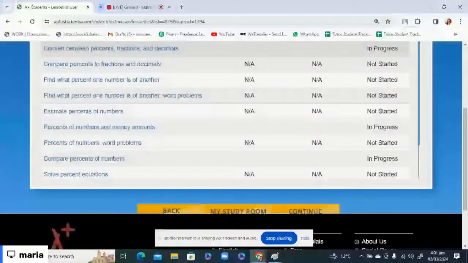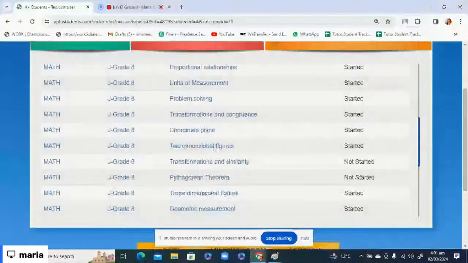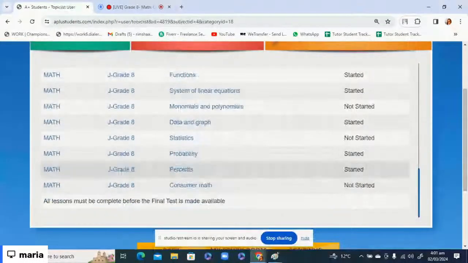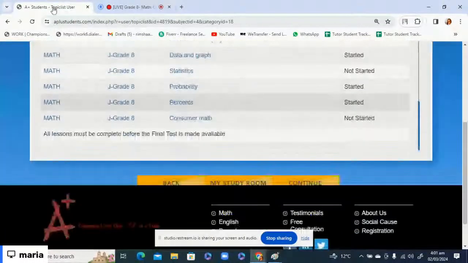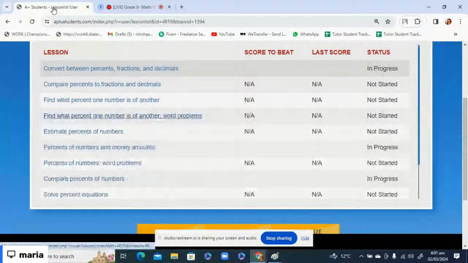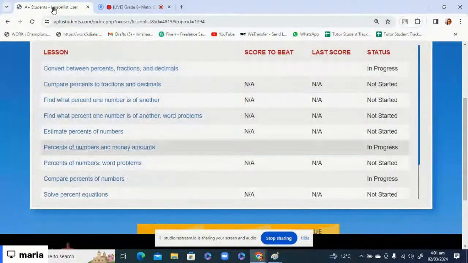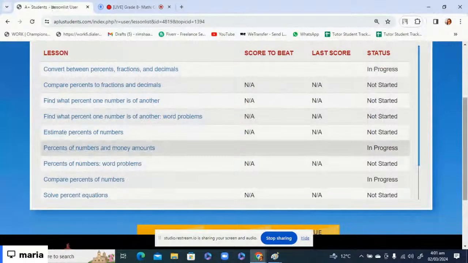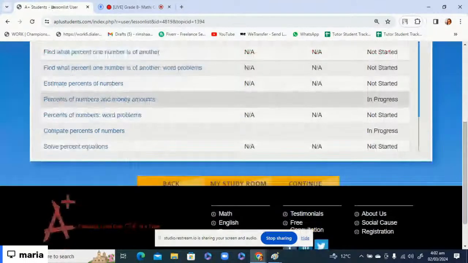That is our A plus app, and here is your chapter, that is percent. And now the first lesson that we discuss today is percent of a number and money amounts. Let's get started.